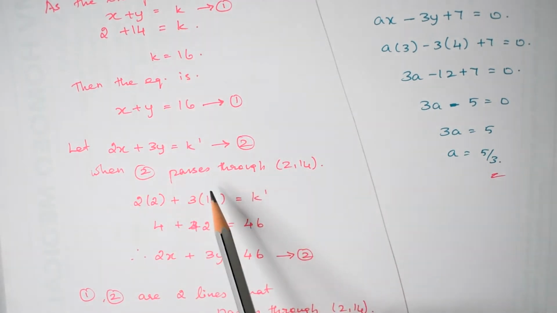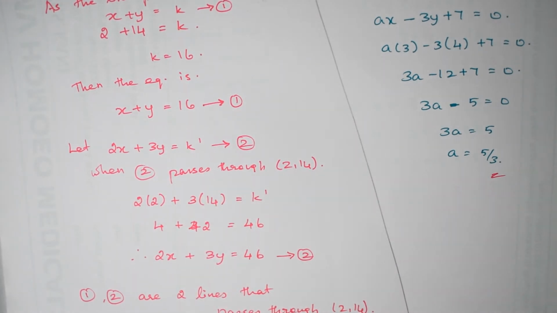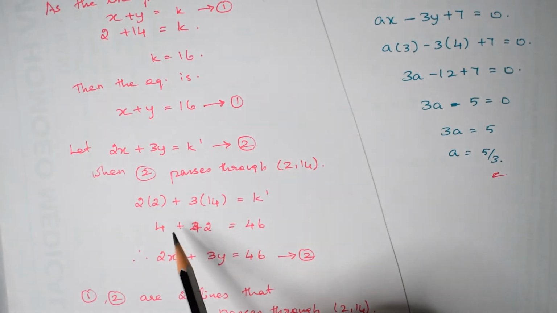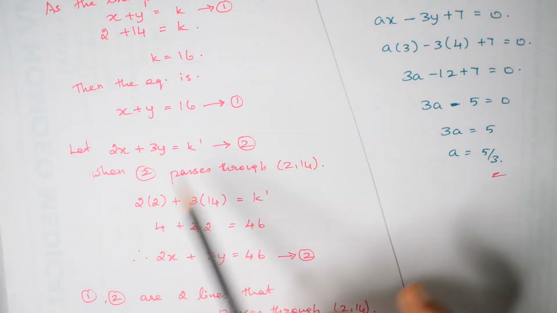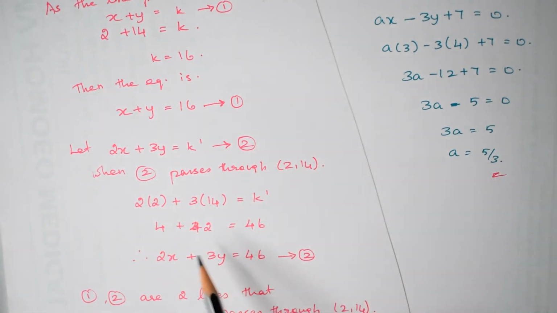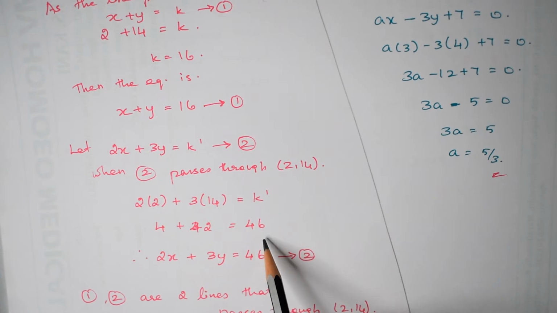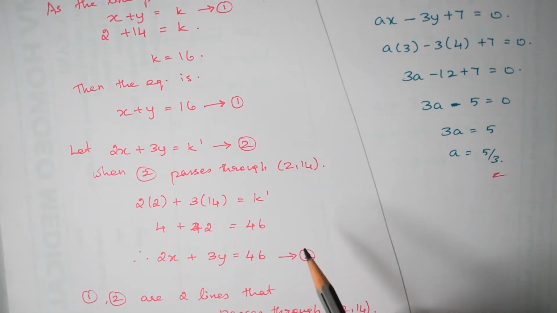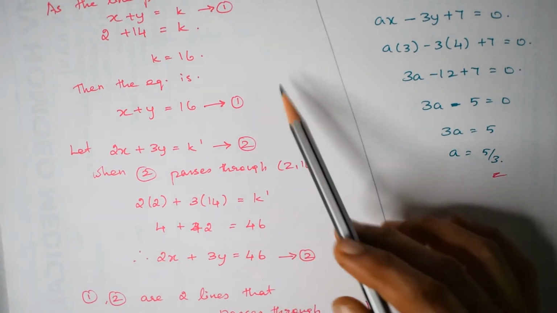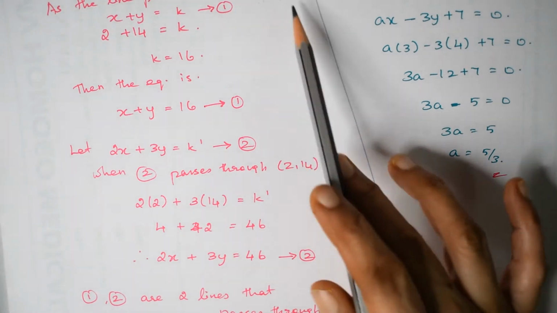Already we have used k, so I am calling this k dash. Again I am going to substitute the coordinates (2, 14), the same point I want in this equation. The equation becomes 2 into 2 plus 3 into 14, and I find k dash is equal to 46. So the equation becomes 2x plus 3y is equal to 46. This is the second equation which passes through the point (2, 14). These are the 2 lines that pass through the point (2, 14).